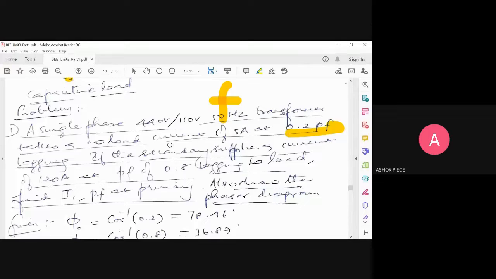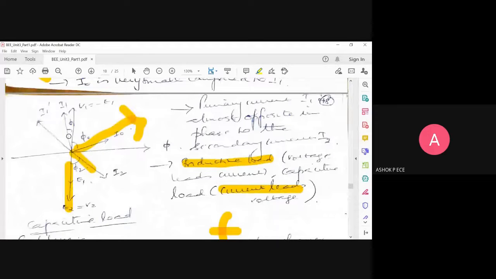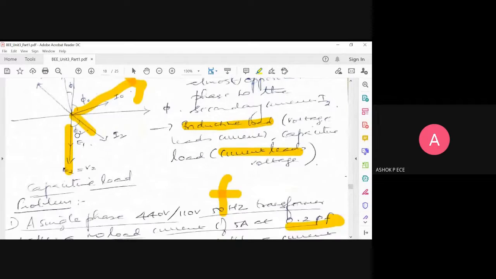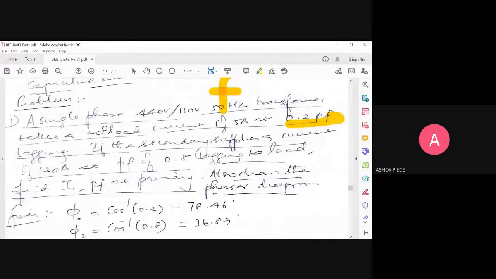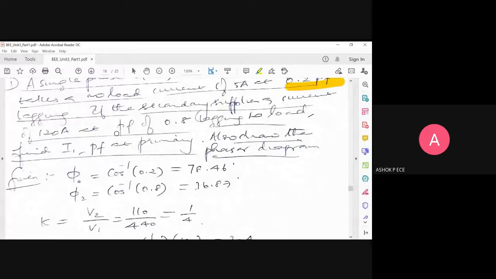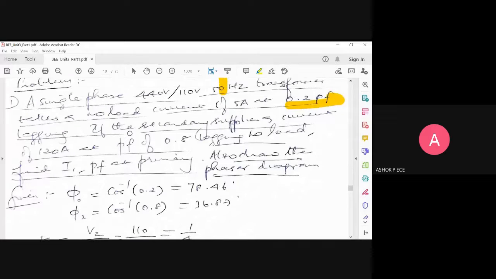I naught and phi naught, we drew the diagram, right? So this cos phi naught value is given. See here, cos phi naught is 0.2. So from that we can find phi naught. Okay, and see the second line.